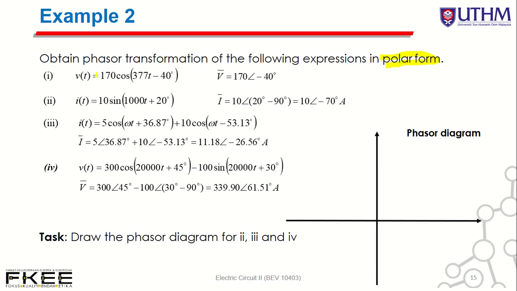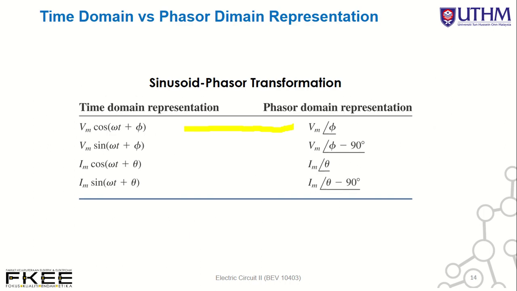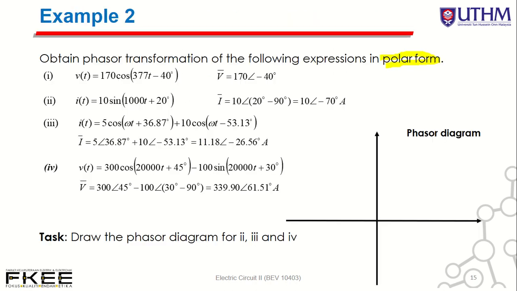Let's say number 1, we have a v(t). And then you need to convert to polar form. So how to convert to the polar form? First, you need to ensure that your v(t) is in cos function. Why? Because when you have a cos function, you can directly convert to phasor domain. Just take amplitude and angle. So here you have a cos function, so you can write in polar form equal to 170 angle minus 40.